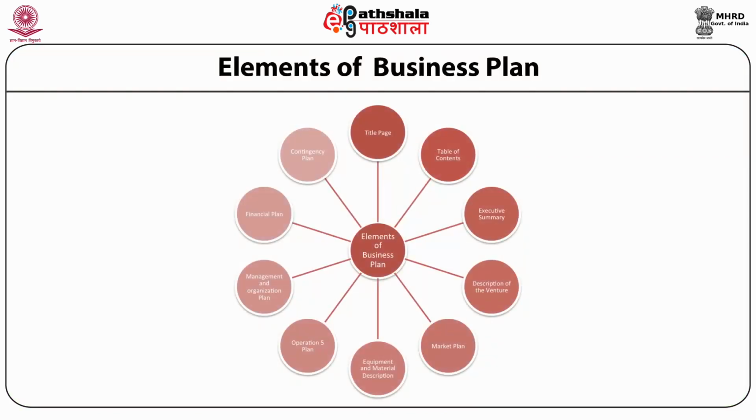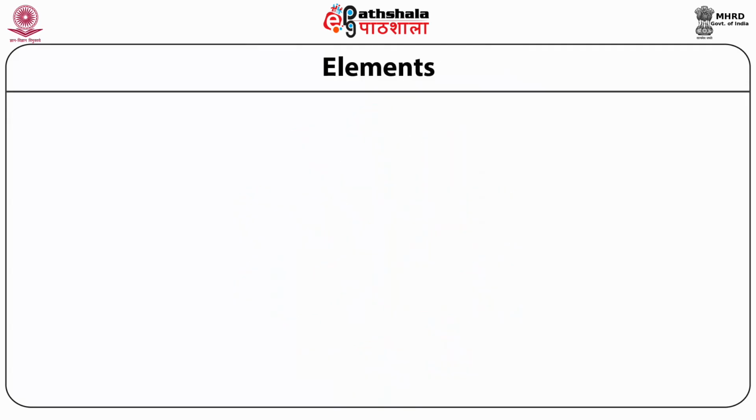The exhibit shows various elements of a business plan. These are title page, table of contents, executive summary, description of the venture, market plan, equipment and material description, operation plan, management and organizational plan, financial plan, and contingency plan. Now, we will discuss these elements one by one.